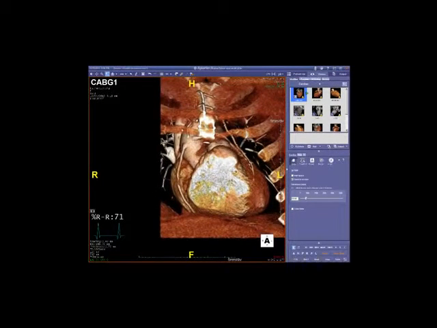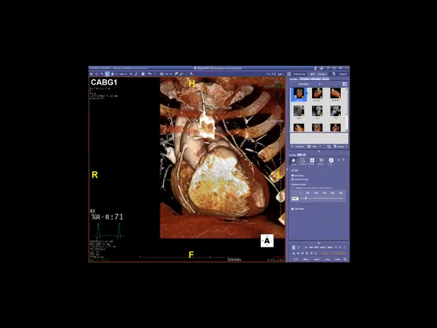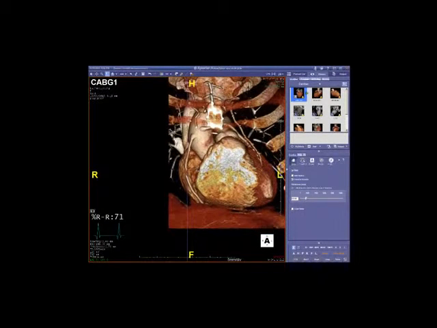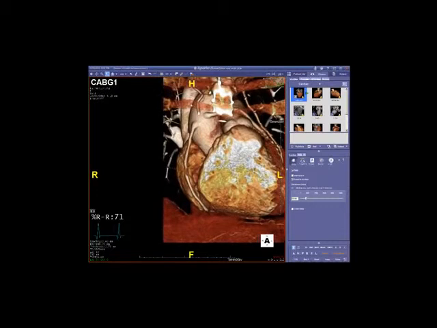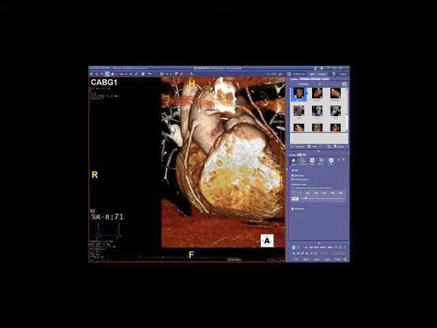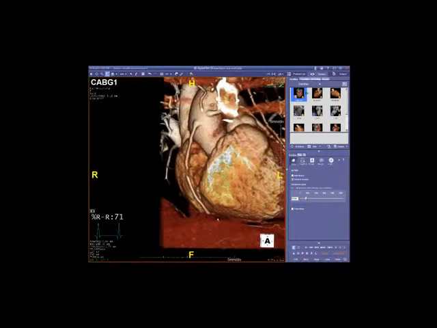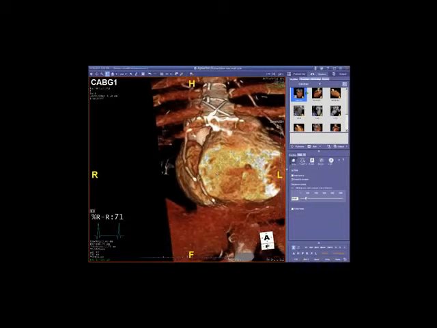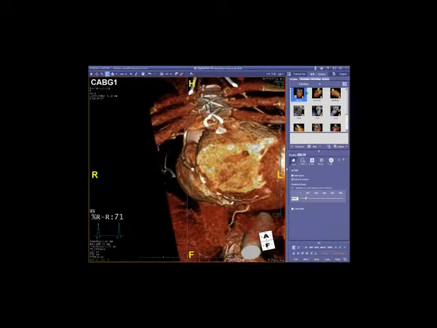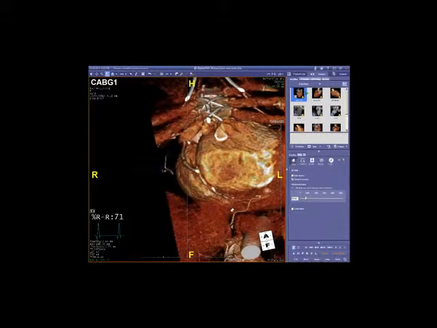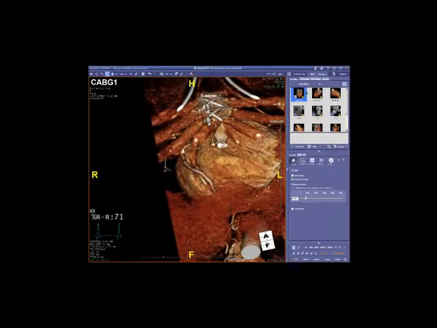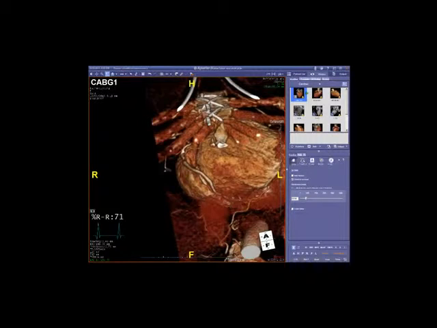And one of the things that you may be able to appreciate is there's an area here that's suspicious looking in this mid-graft that goes to the right coronary where there may be a narrowing. So we're going to want to look at that in more detail. So this is a newly placed vein graft, and it's going to the inferior wall of the heart, and we can actually follow that down and see the very last bit of that extending to the posterior descending artery.